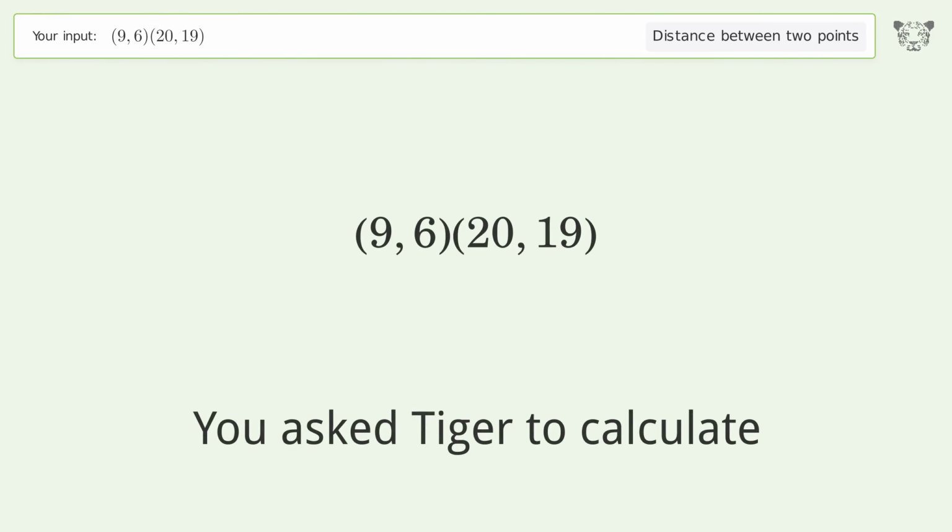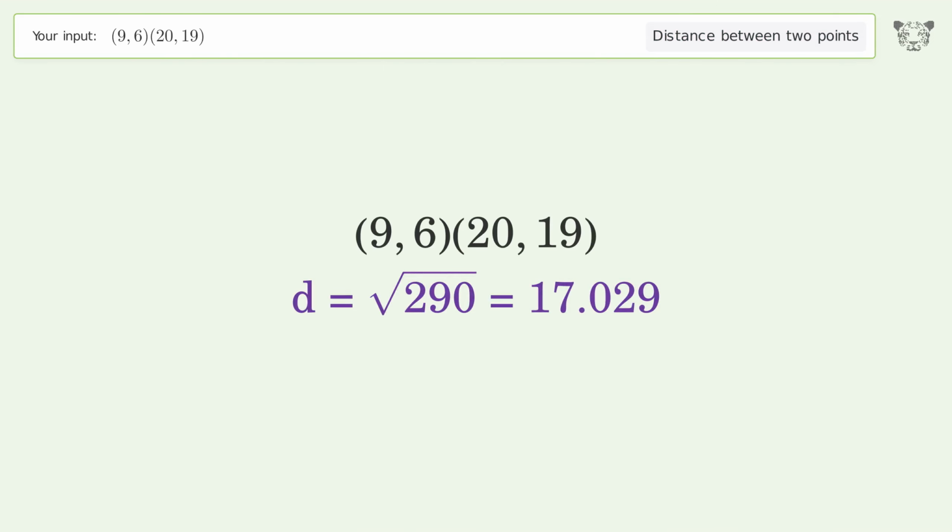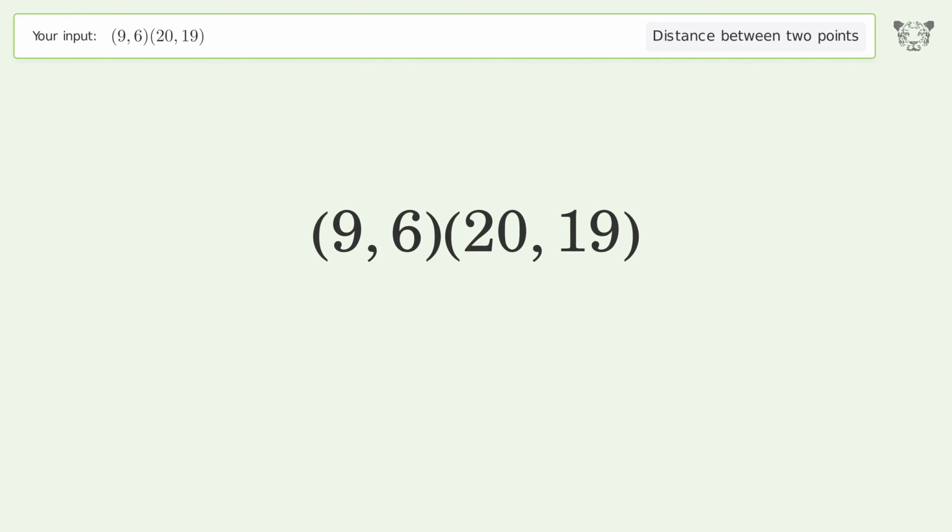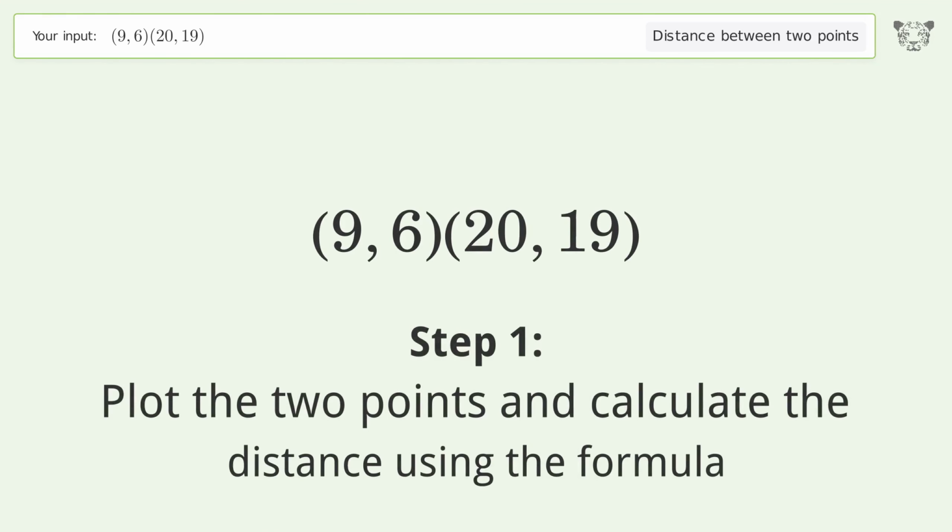You ask Tiger to calculate. This deals with the distance between 2 points. The distance between the 2 points is the square root of 290, or 17.029. Let's solve it step by step. Plot the 2 points and calculate the distance using the formula.